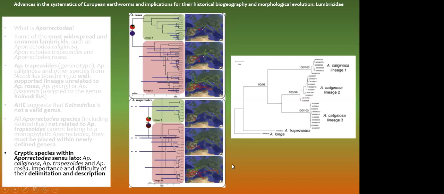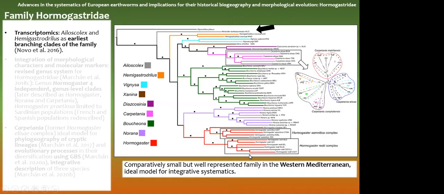And the main problem is that describing species which are virtually identical in morphology is difficult. And it's also difficult to assign the holotypes to one of those lineages. So we are currently working on it.